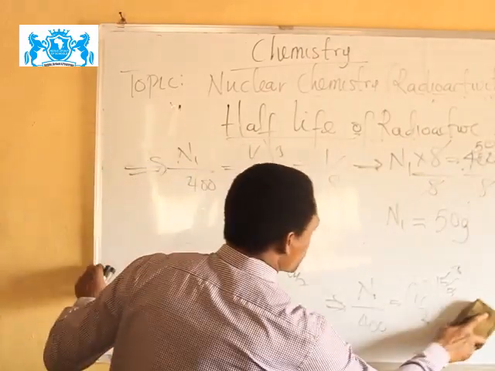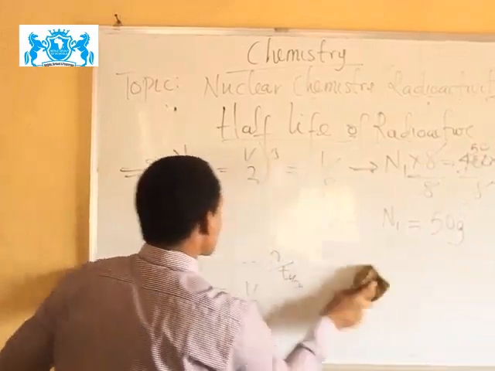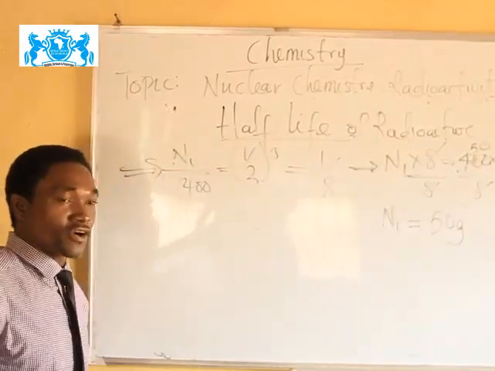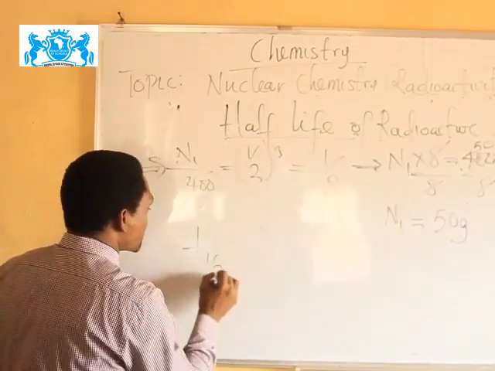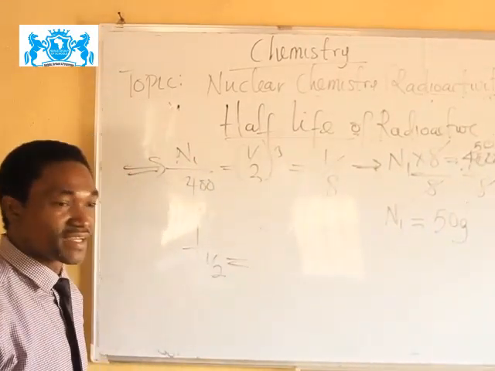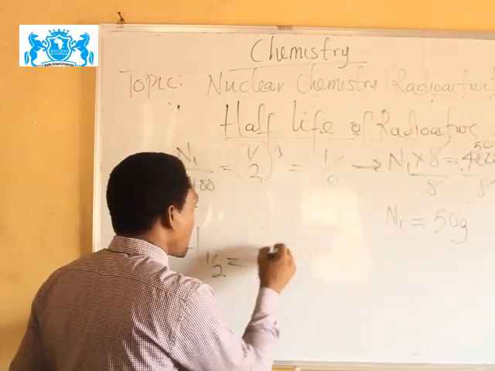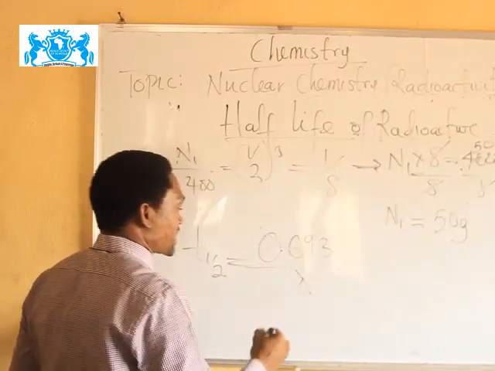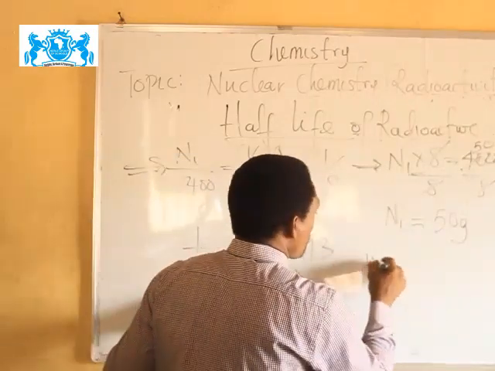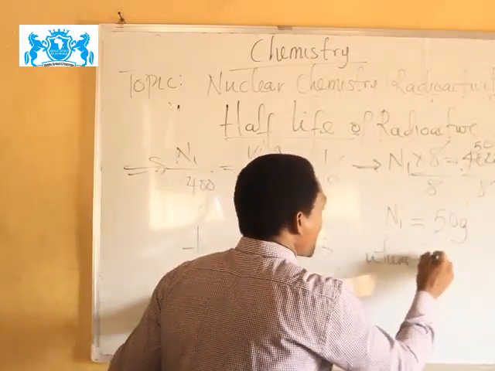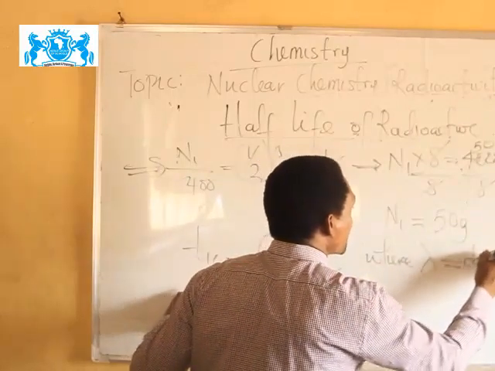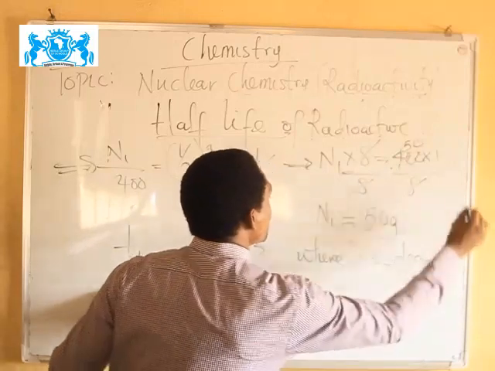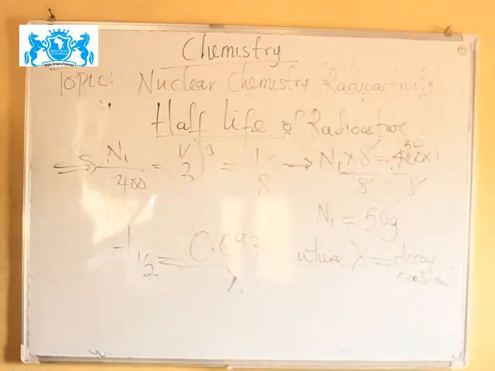And lastly, I would like to drop for you, you can also calculate the half-life of a radioactive material if you are given the decay constant. You use the formula 0.693 all over the decay constant, where lambda represents what? The decay constant. Lambda represents the decay constant.